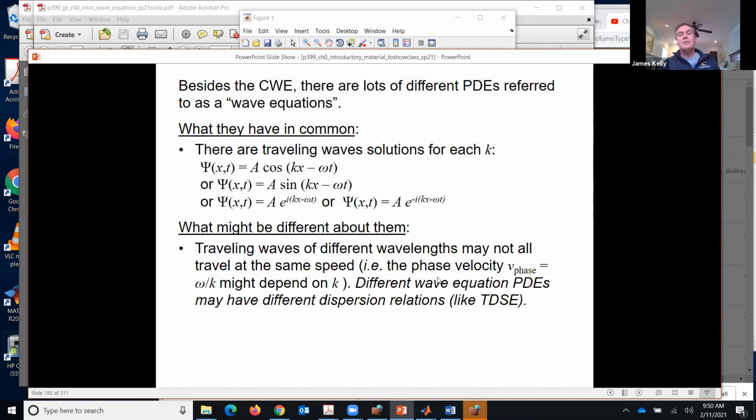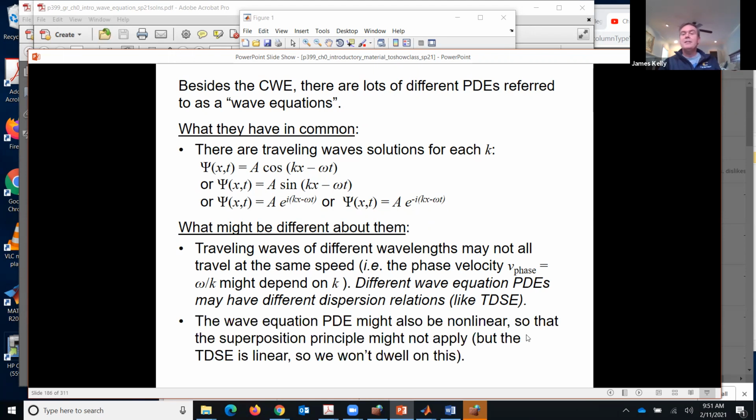But they might have some differences. We know already that one difference is that they might have different phase velocities as a function of k. In other words, their dispersion relations might be different. So that's one possible difference between them. Another possible difference is that some wave equations can be nonlinear, so they don't satisfy the superposition principle. In other words, if two pulses are coming at each other and those pulses happen to be solutions, when they pass through each other, they would be altered by each other and somehow changed after they pass through each other. That would be a property of a nonlinear PDE. Even if there are traveling wave solutions, it might be nonlinear.